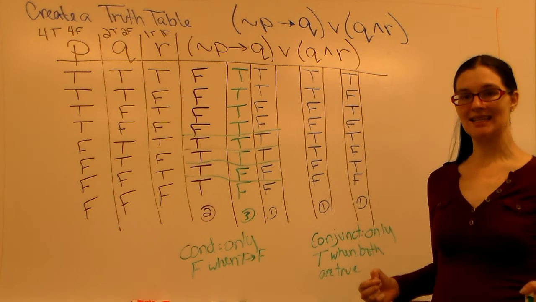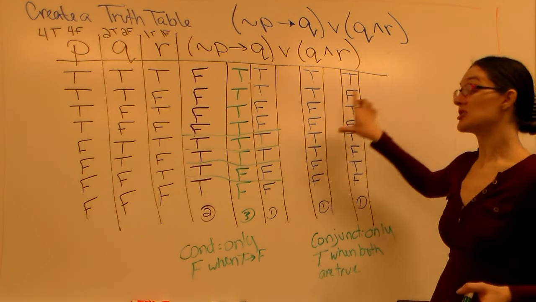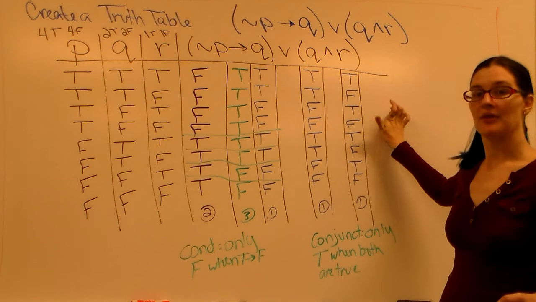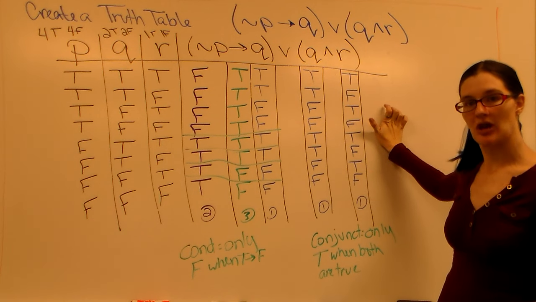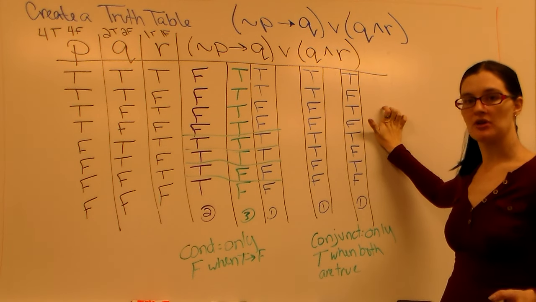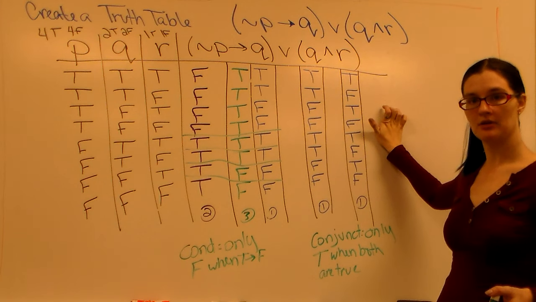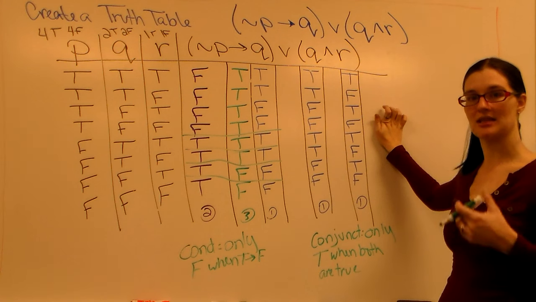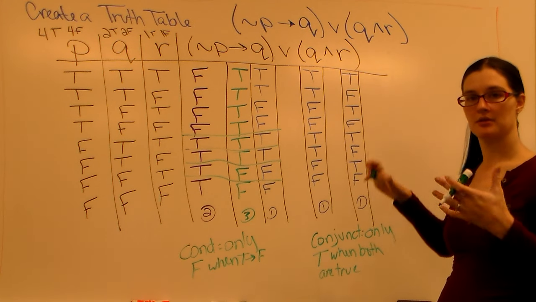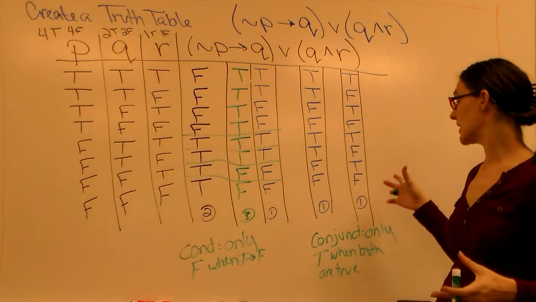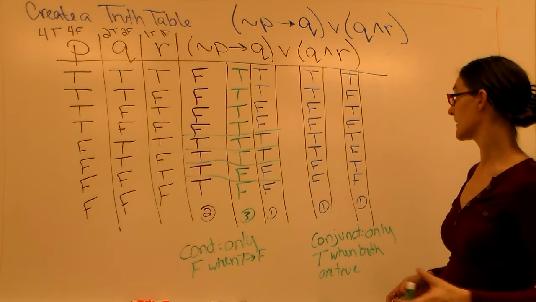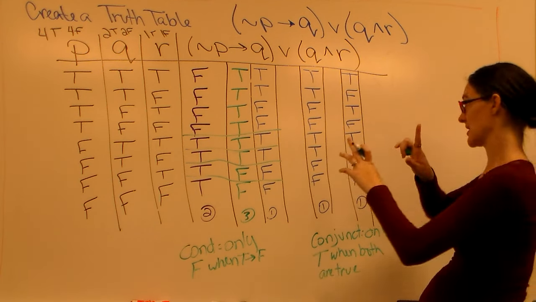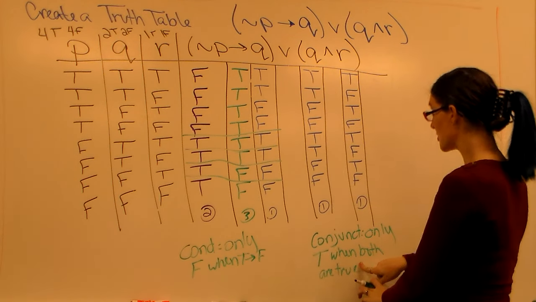This is not an easy test. These are tedious. They're real easy to accidentally grab a wrong column or to put the wrong truth value. Be careful. Take your time. Make sure you're doing them efficiently so you take the least amount of effort for your time. Sorry. So only true when both are true.